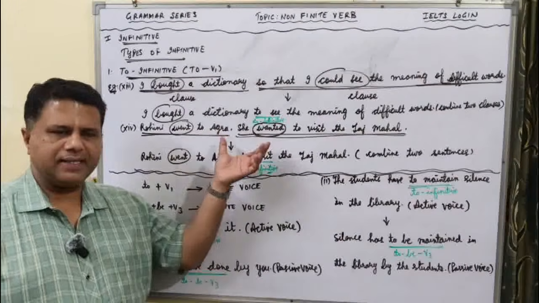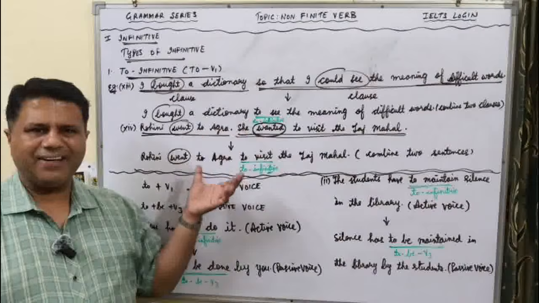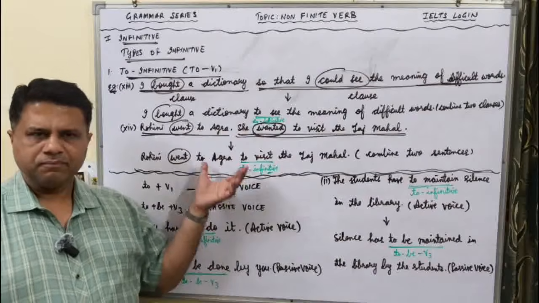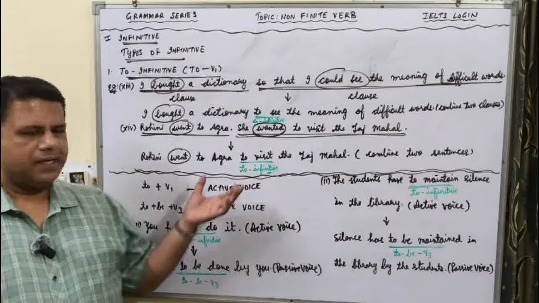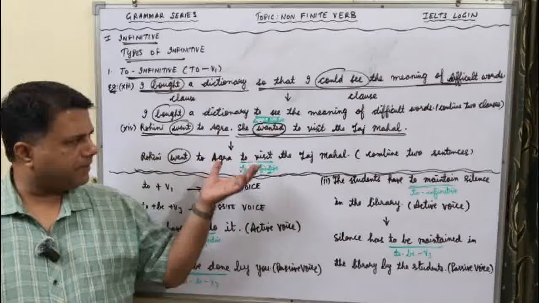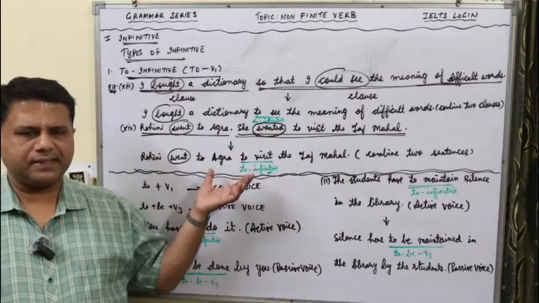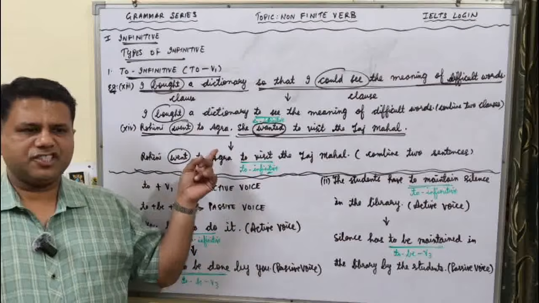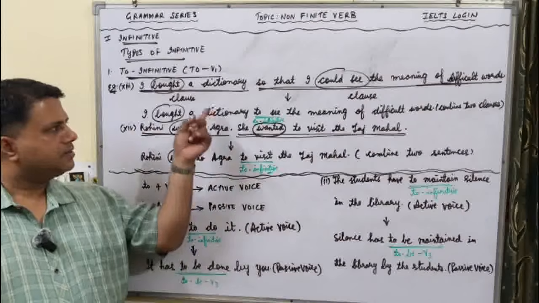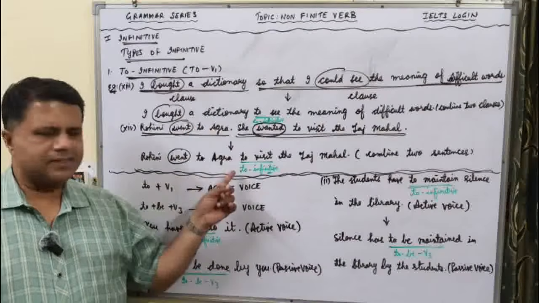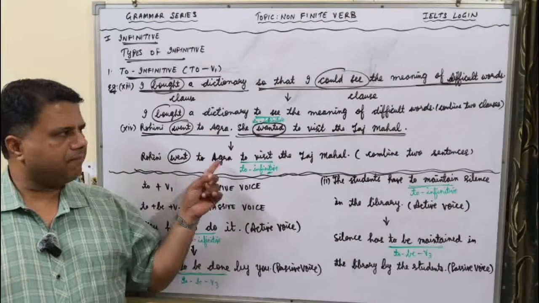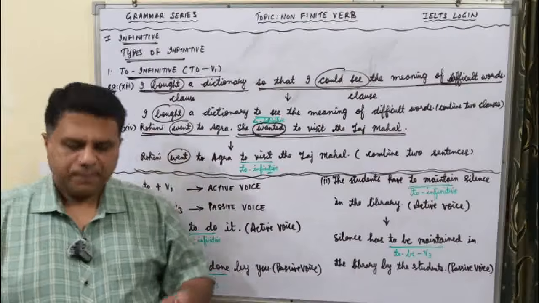Two independent sentences are joined together to make one sentence, and if you use any conjunction, it will become a compound sentence or complex sentence, but here it is changed into a simple sentence. So this is also a simple sentence after combining two clauses. This is also a simple sentence after combining two sentences.